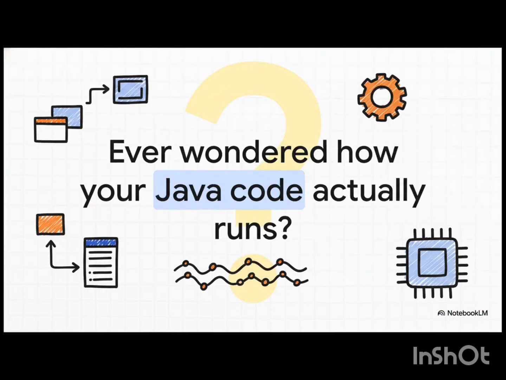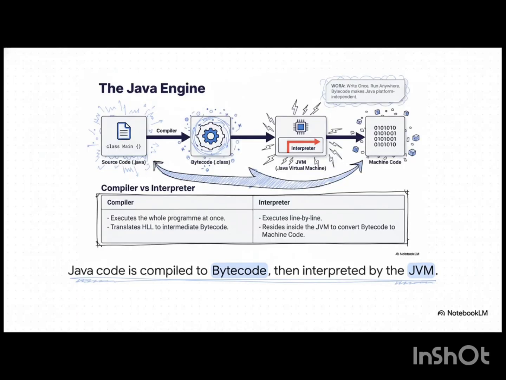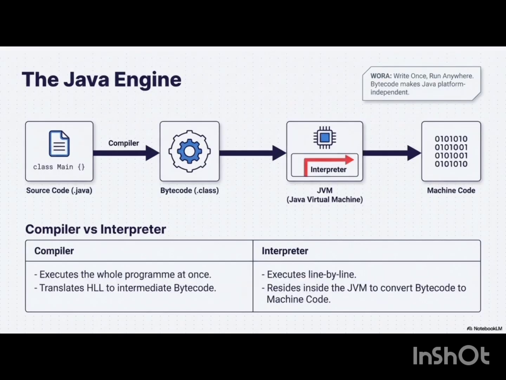Okay, so we've got the big picture ideas down. Now let's pop the hood and see what actually happens to your code after you hit run. You write all this amazing code, but how does the computer, which only speaks in ones and zeros, actually understand it? Well, your code goes on a pretty cool journey. First, it goes into the compiler, which turns your human-readable source code into something called bytecode. Now here's the magic trick. This bytecode is universal. It's not for a Mac or a PC, it's for any machine. That's Java's famous write once, run anywhere promise.